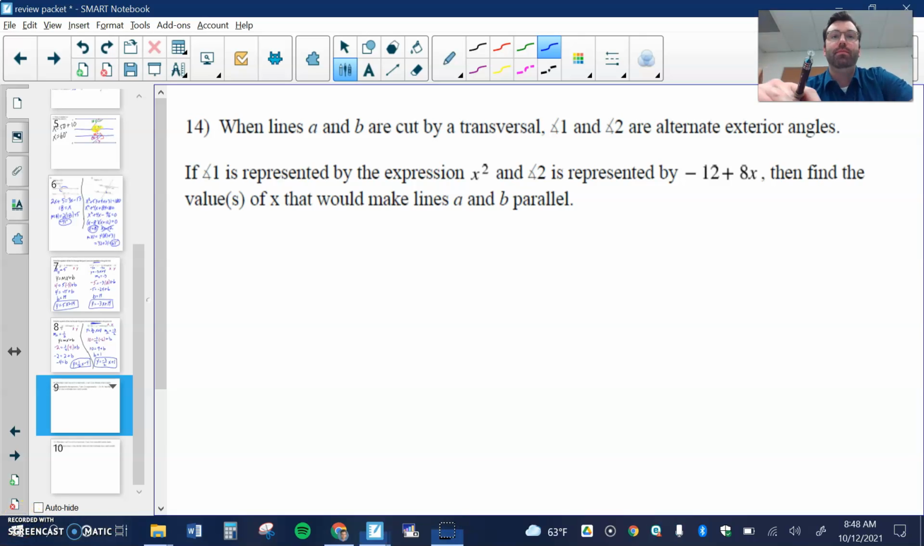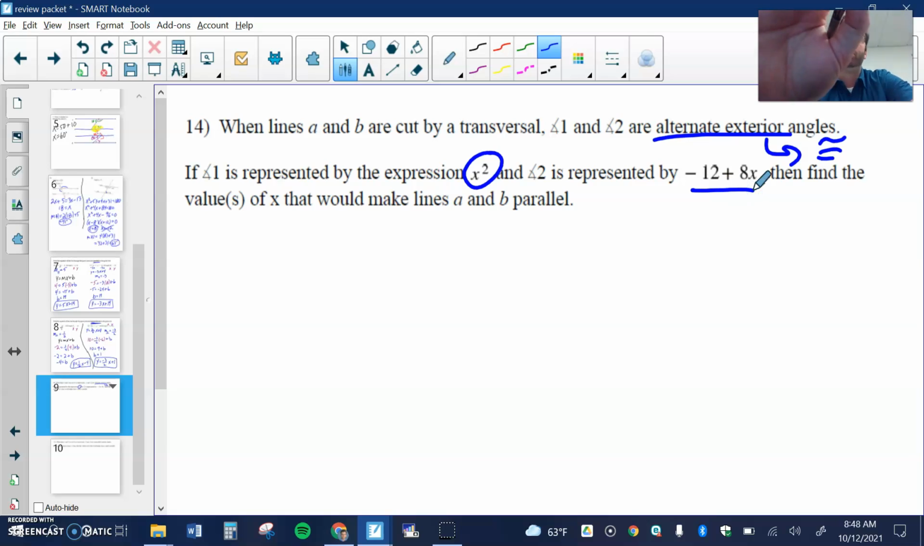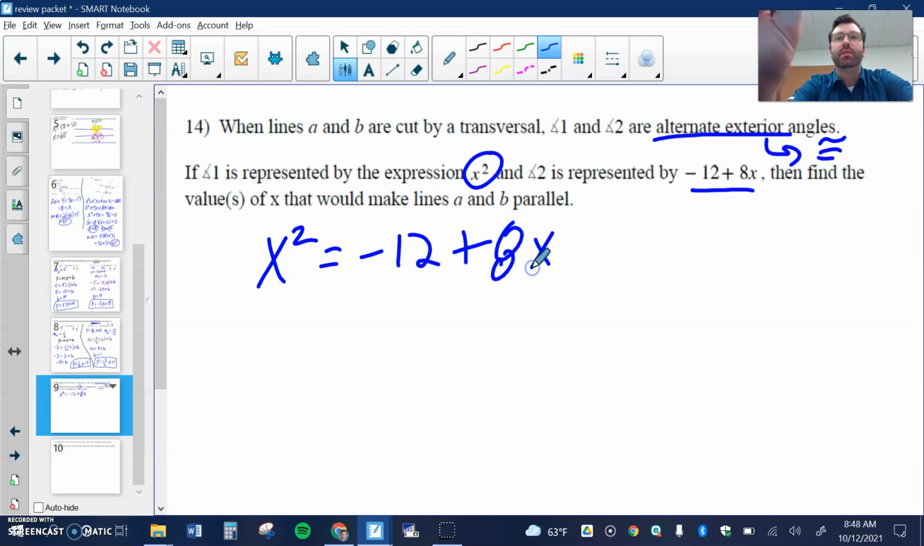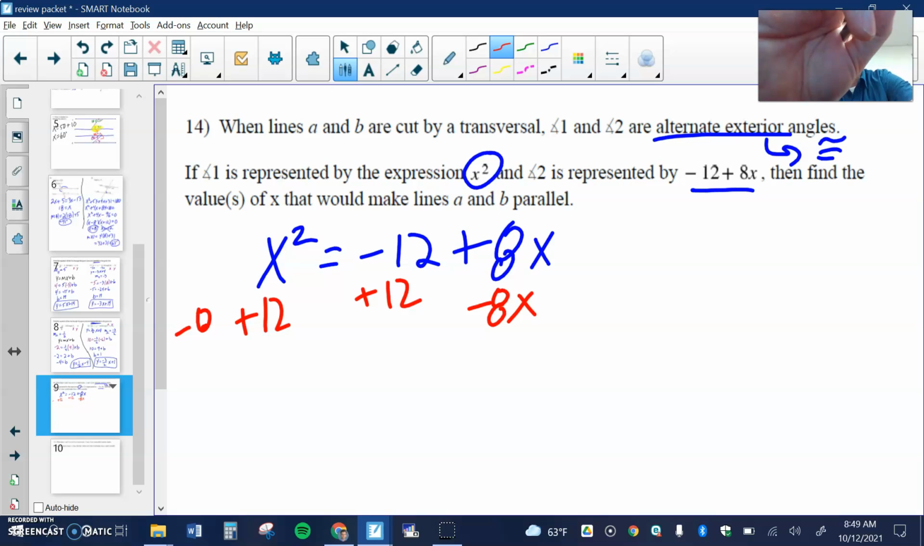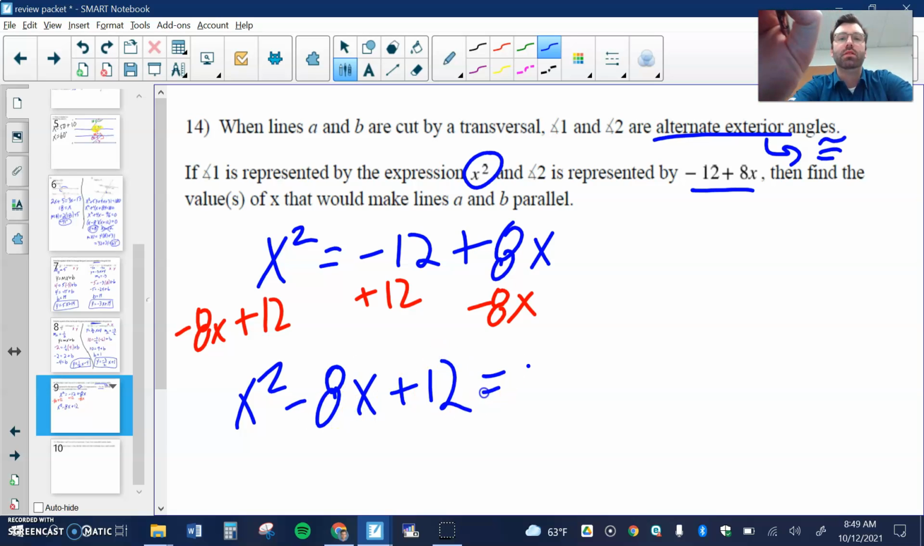It says lines A and B are cut by a transversal, and 1 and 2 are alternate exterior angles. If they're alternate exterior angles, that means they are congruent. So one of them is x squared, the other one is negative 12 plus 8x. So if they're congruent, I set those two equal. And then I bring everything to the same side as x squared. So that becomes x squared minus 8x plus 12 equals 0.